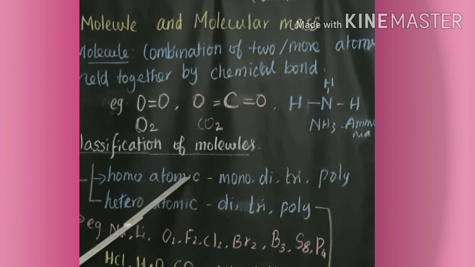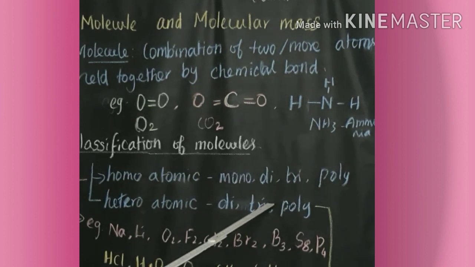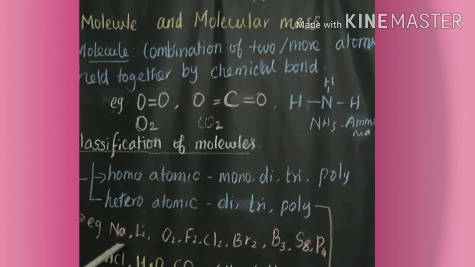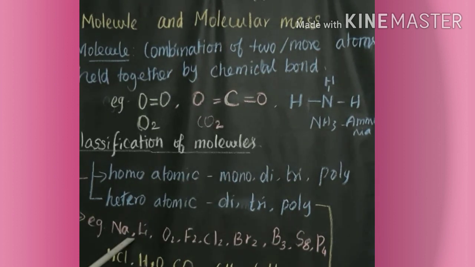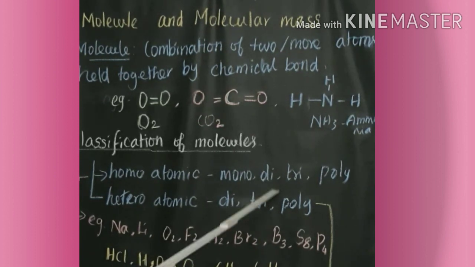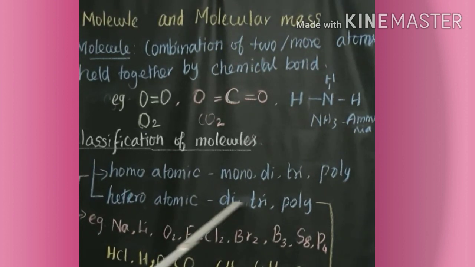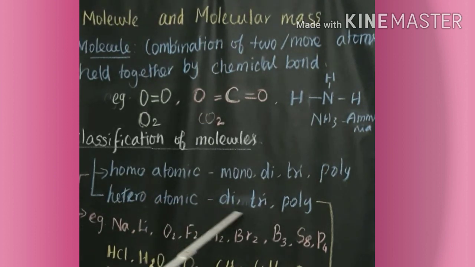And we can also divide the homoatomic molecules into monoatomic, diatomic, triatomic or polyatomic, depending upon the number of atoms present in it. See here, sodium and lithium have only one atom, so they come under the monoatomic category. And what is a homodiatomic molecule? In the case of oxygen, fluorine, chlorine and bromine, two atoms are present, so these come under homodiatomic molecules.